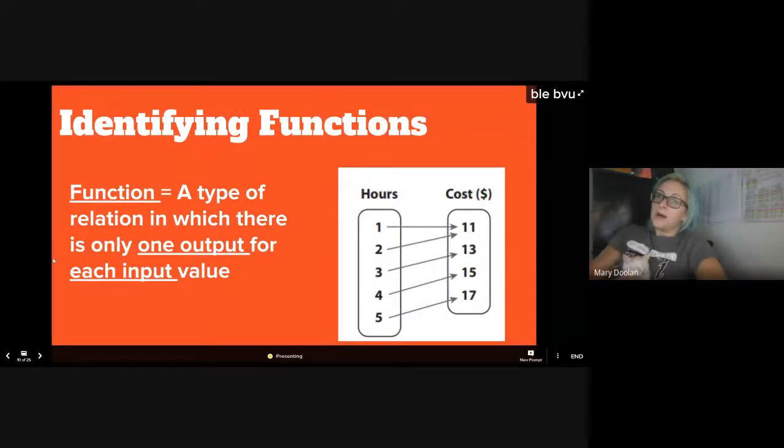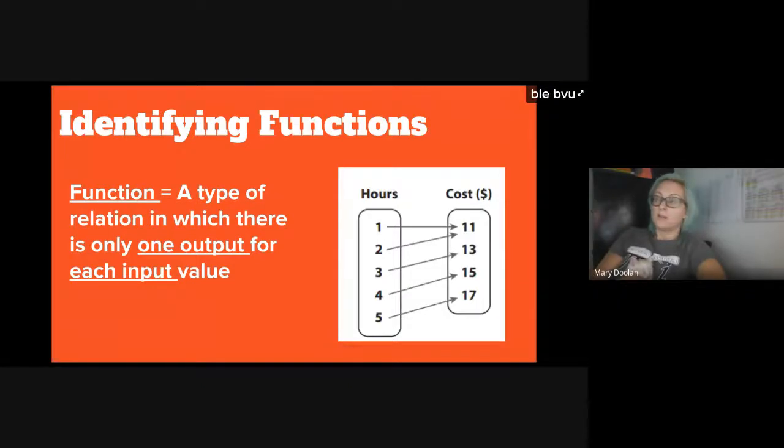All right, so identifying functions, we just looked at how you can do that. When you have a picture, like a graph, you can use the vertical line test. If you're given a representation of the values, like in a mapping diagram or a table or a list of ordered pairs, well, what we're looking for, if it's a function, is that there is only one output for each input. That means there's no repeated x values.